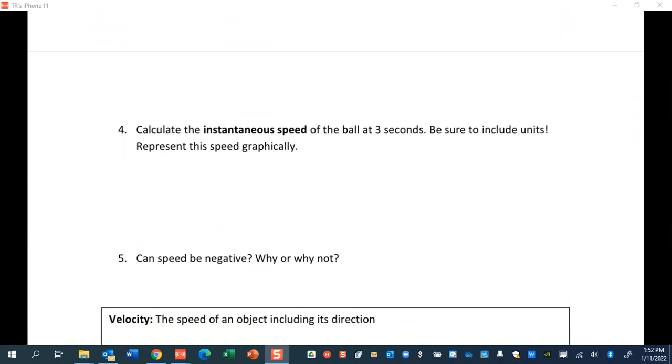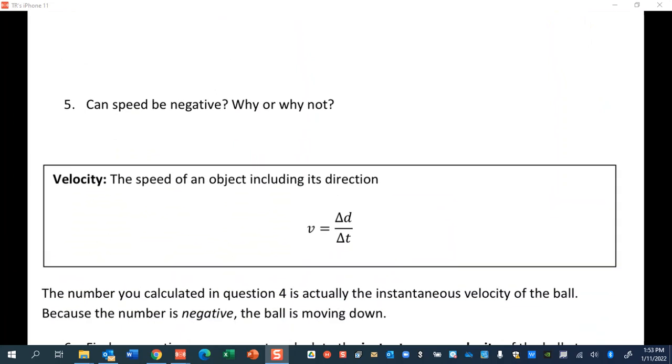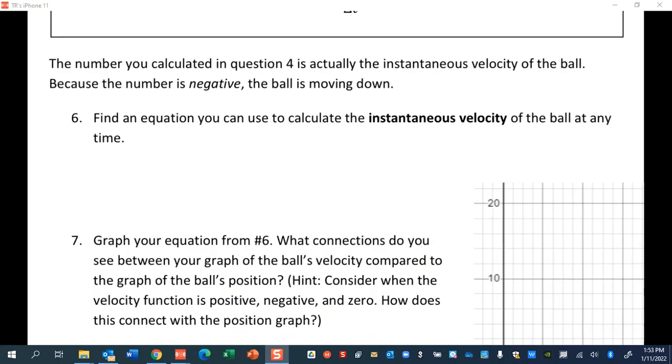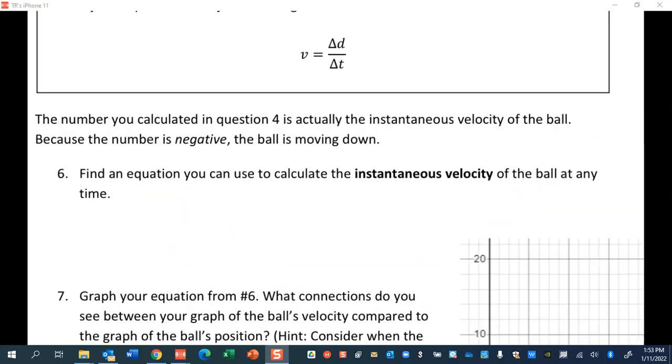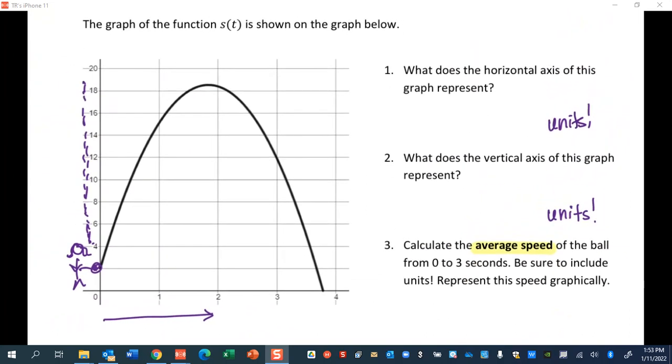All right. So then you and your group mates are going to talk about the instantaneous speed. And you can call that at 3 seconds, making sure you include units. The key in this entire chapter is going to be that we talk about units. And then I want you to talk about some ideas of speed. You're going to get into a conversation about velocity and so on.